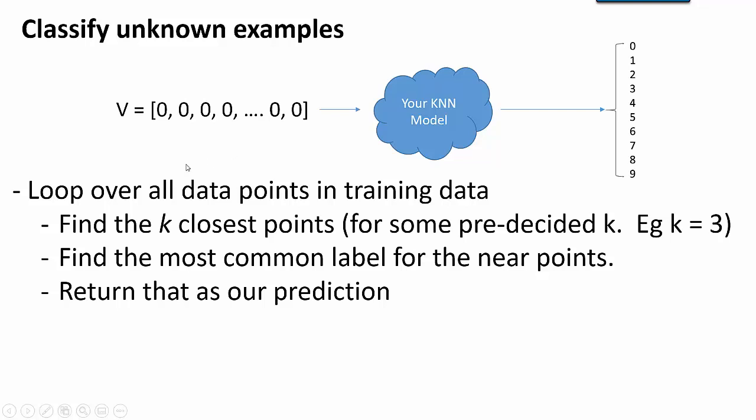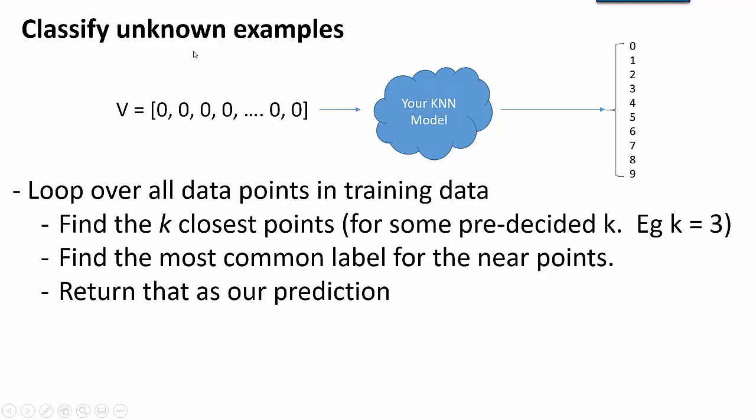What you're going to do is loop over all the data points in the training data. The data points are not these numbers. These are the features of a particular data point. So remember, a data point is the training example that you have trained your classifier with. So you train your classifier with a whole bunch of data points.